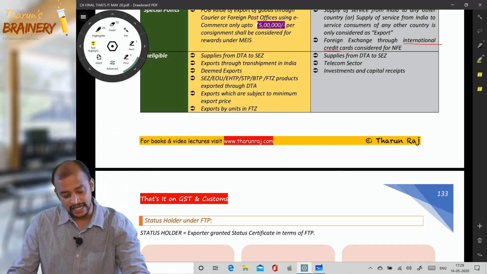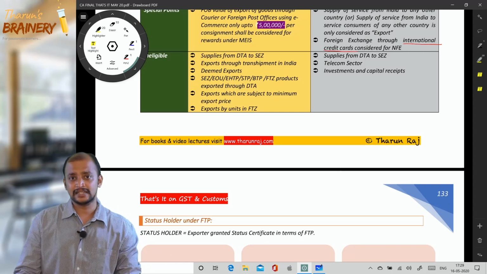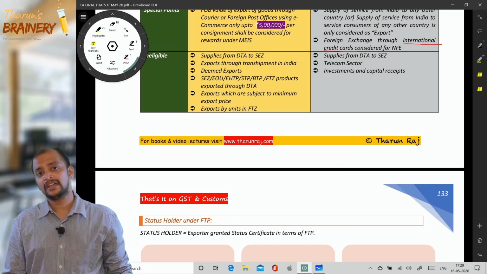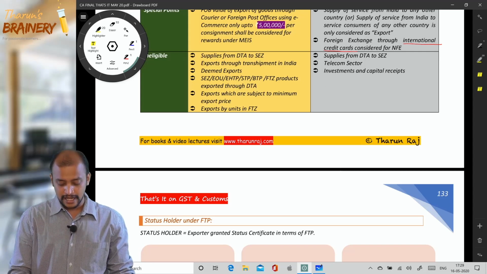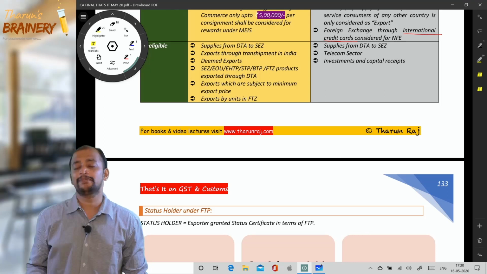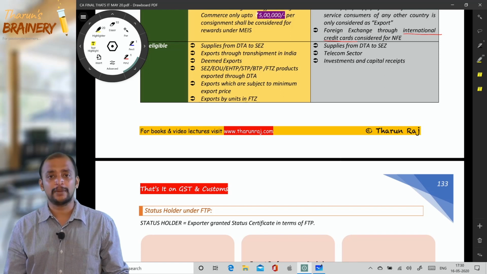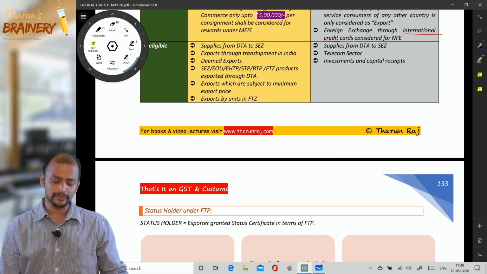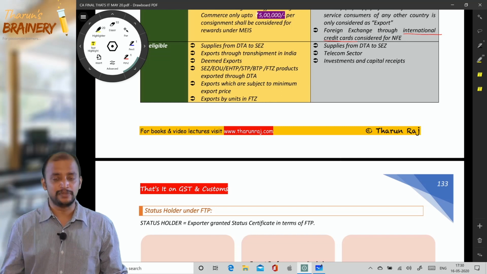When they sell it to DTA and again it is routed from here, in that case, will that SEZ, the EHTP, etc. claim any benefit? No. The one who is really exporting only will claim that benefit. Then exports which are subject to minimum export price. There is a price fixation by the government, and in that case, when you are exporting, it is not eligible for MEIS. And lastly, exports by units in free trade zone. So these are the ineligible categories for MEIS benefit.